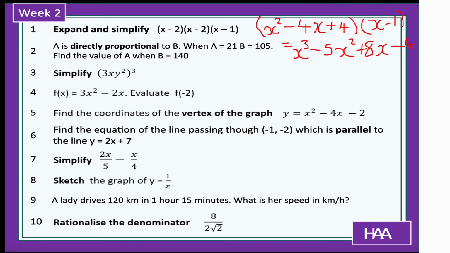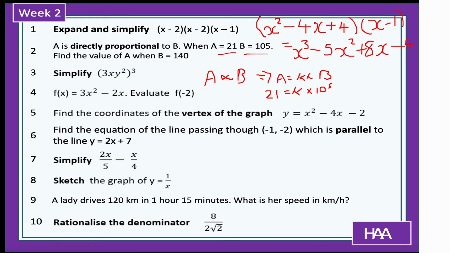Okay, this is question number 2. A is directly proportional to B. When A is 21, B is 105. Find the value of A when B is 140. So A is directly proportional to B, so that implies that A is equal to some constant K times B. Now we are given an initial condition of 105 and 21. So we've got 21 is equal to K times 105.